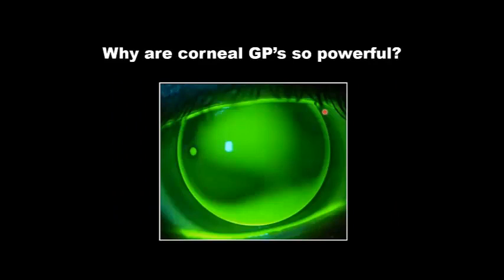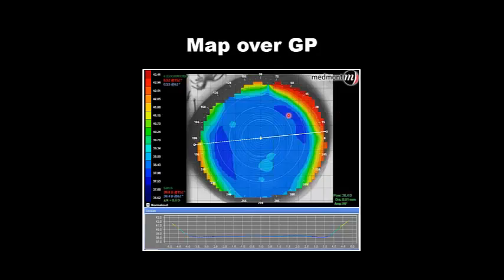Now, when they aren't, when we can't seem to mask what's there, why is it that GPs are so phenomenal at masking the patient's irregularity? Of course, the rigid nature of a hard contact lens or an RGP contact lens creates an anterior surface that's much more optimized for bending light.